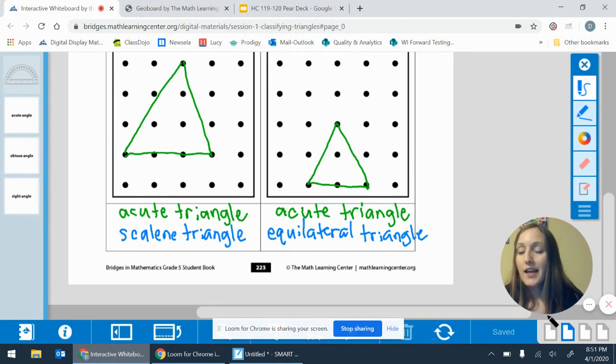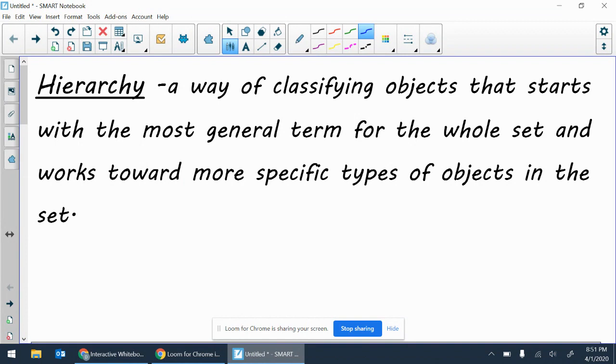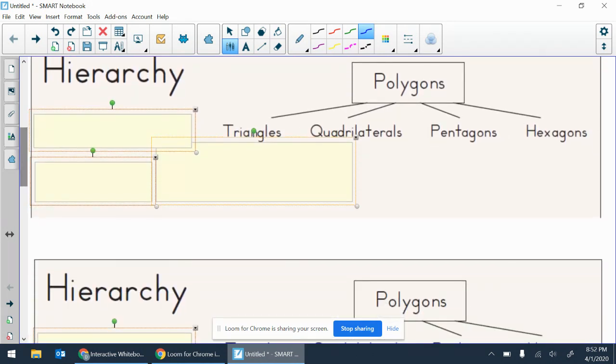Okay, welcome back. We have one more thing to do, and that is take all of the stuff that we learned today about classifying our triangles and put it into our hierarchy of our triangles. So we're going to go back to our smart book here, and we're just going to review that definition, that a hierarchy is a way of classifying objects that starts with the most general term for the whole entire set of those objects, and then we work down towards the more specific types of objects within the set. This is what our hierarchy is going to look like today.